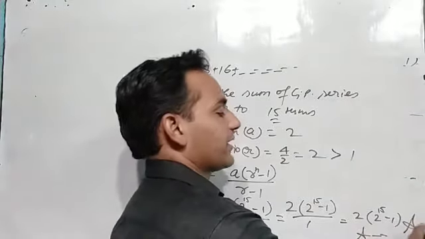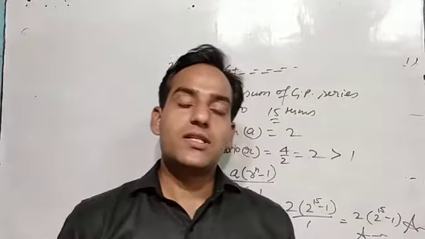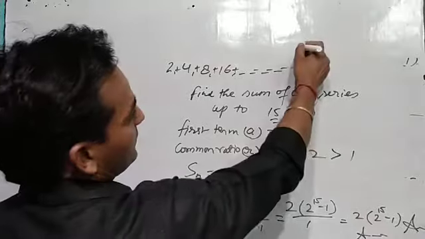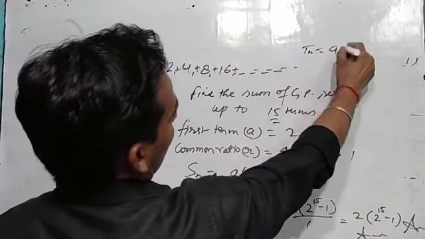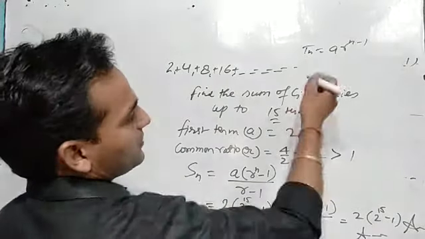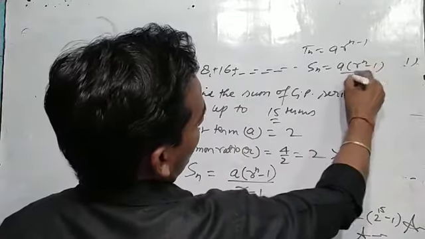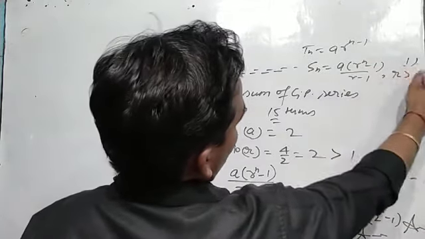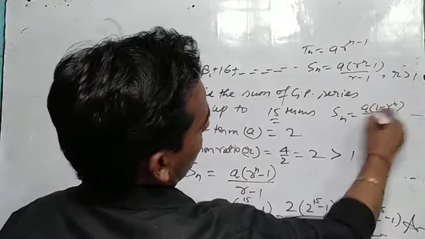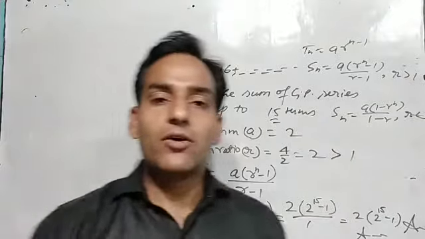You can solve 2 power 15 as well, or you can also write the answer like this. So this is all about GP series we have done. What will be the nth term of a GP series? Tn is equal to a r power n minus 1. And what will be the sum of n terms of a GP series? Sn is equal to a into r power n minus 1 upon r minus 1 when r is greater than 1, and Sn is equal to a into 1 minus r power n upon 1 minus r when r is less than 1. Okay. So this is all about GP series.